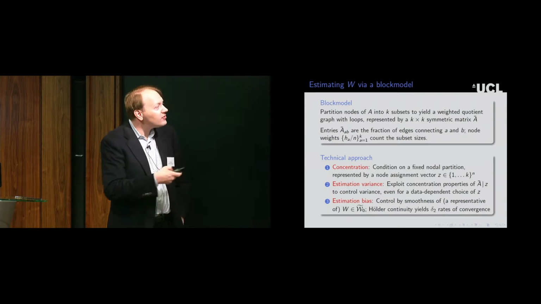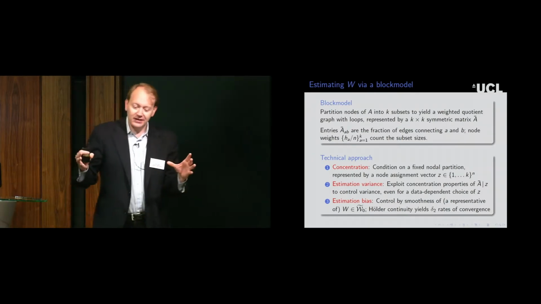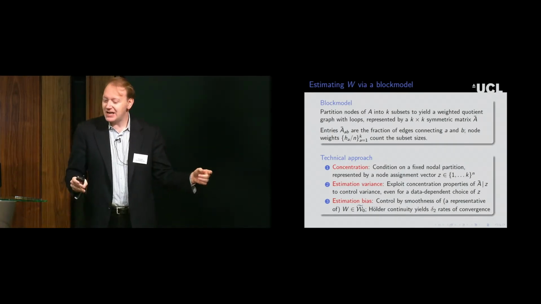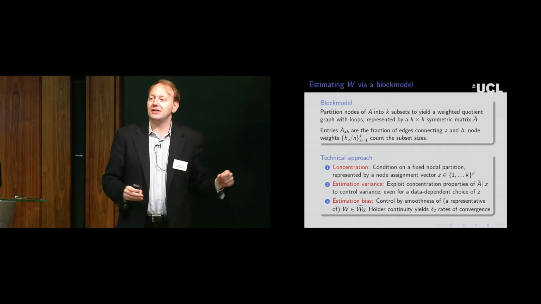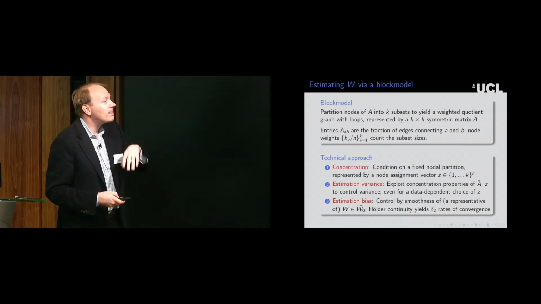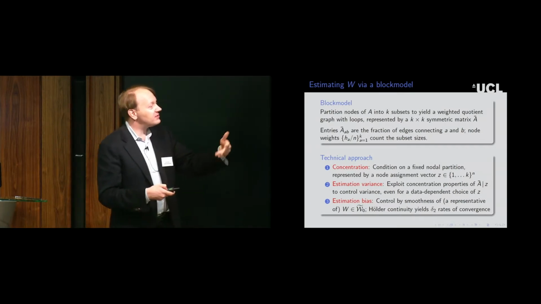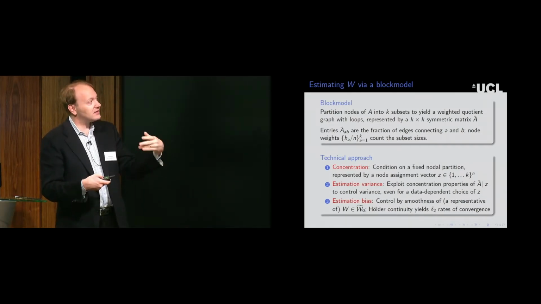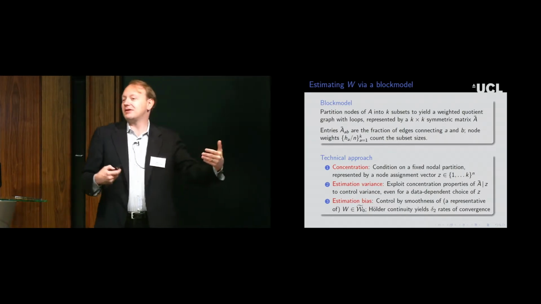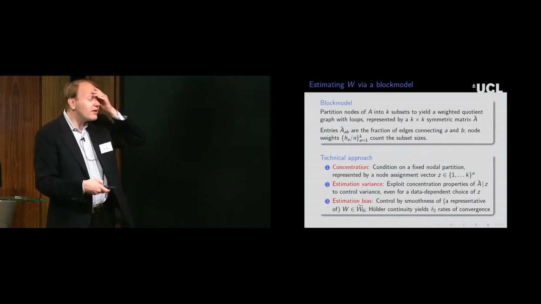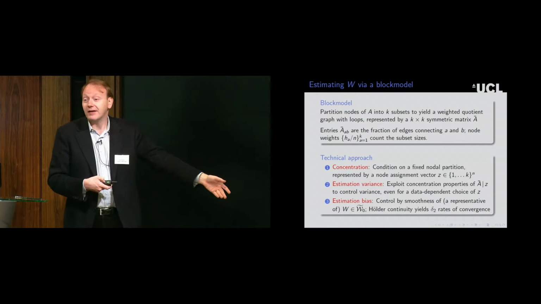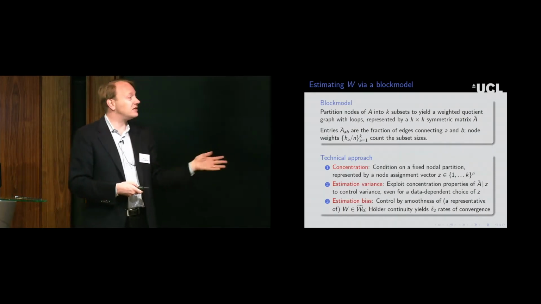So what we're going to do is take the graph that we observe and cluster its sets of nodes. And we could do this using spectral clustering. We could do this using any of your favorite clustering methods. The point is, if you're able to do this in a way that's consistent, a consistent estimation of the limit object will follow. And the way that this works is that you first condition on a fixed clustering. Okay, so I don't care how you got it, we just condition on it.